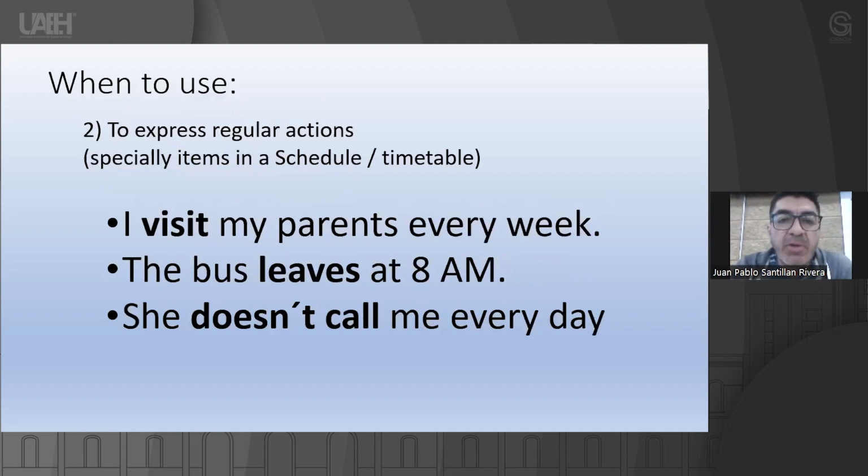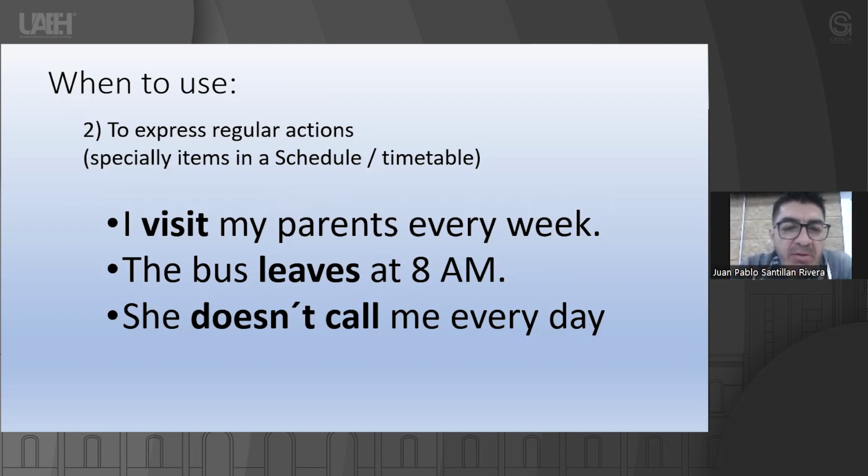Another use of simple present tense is when we express regular actions, for example, items in a schedule or a timetable. Let's go to the examples. For example, I visit my parents every week. I visit. When do I do this action? Every week. In the next example, we have, the bus leaves at 8 a.m. Leaves is in simple present tense, and it's referring to a timetable, something that happens at 8 a.m.